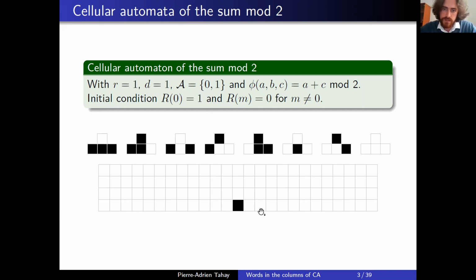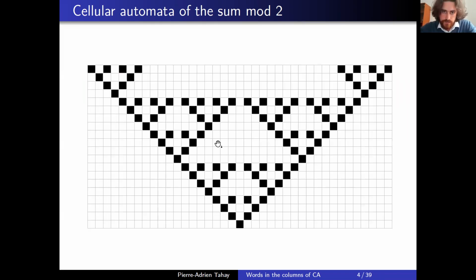And when you start with this first line, you apply the rules and you can construct step by step the space-time diagram of the cellular automaton. And in this example, we obtain this kind of figure. It's very famous. The name of this figure is the Sierpinski triangle. And it's just obtained by a cellular automaton with the sum mod 2.